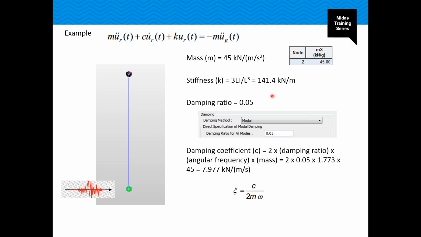Let me show you how dynamic equilibrium is satisfied in the case of earthquake loads for the single degree of freedom system. In this example, mass, stiffness, and damping ratio are given like this. In Midas, the unit of mass data is force per g. Here, g does not represent gravitational acceleration. Instead, it takes just the unit from the gravitational acceleration. As for the damping coefficient, it can be obtained from the damping ratio using this formula.